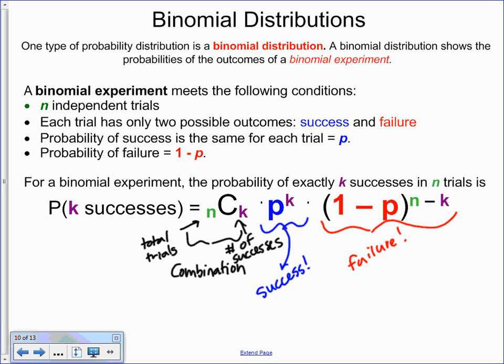So the P to the K is my probability of success raised to my number of successes. 1 minus P to the N minus K is the probability of failure raised to the number of failures. And so I think about this more as a combination of my total trials, taken however many successes I want, times my probability of success raised to the number of successes that I want, times the probability of failure raised to the number of failures I must have based on how many successes I wanted.